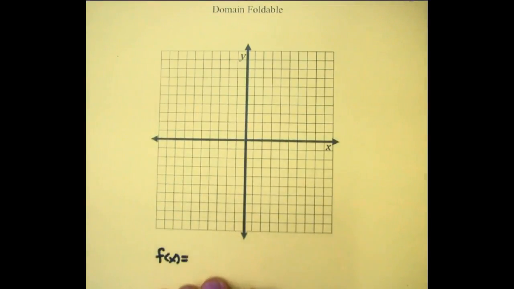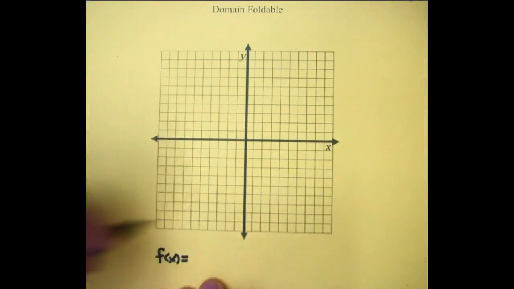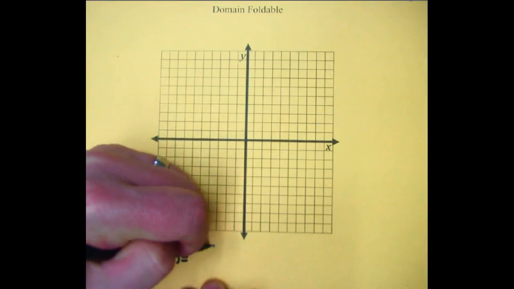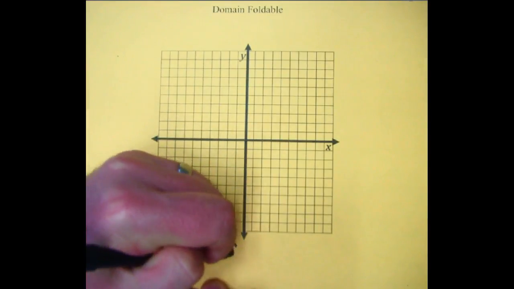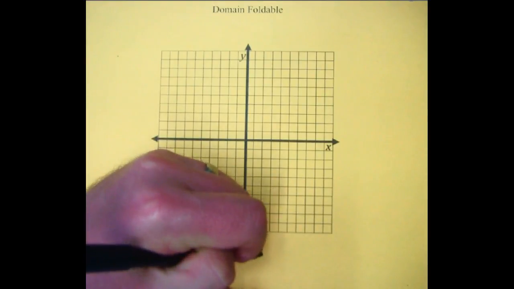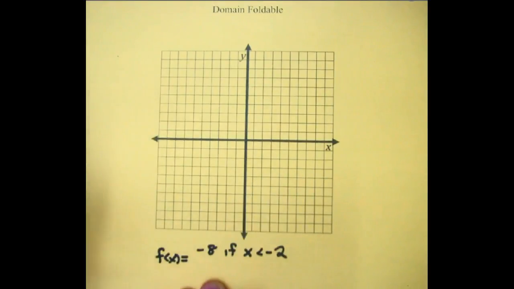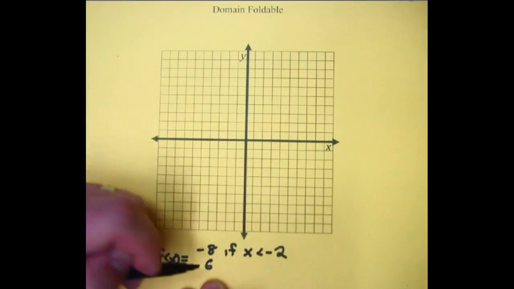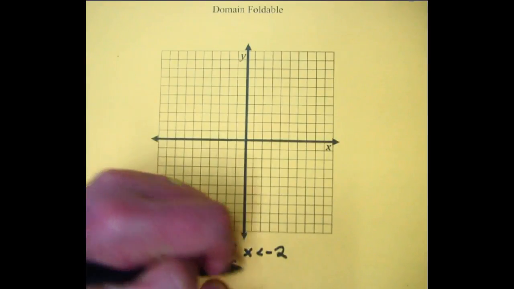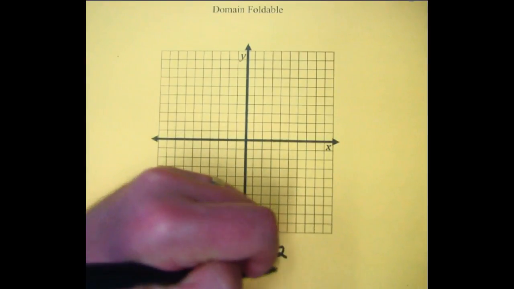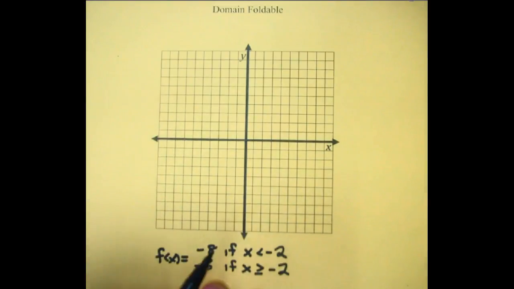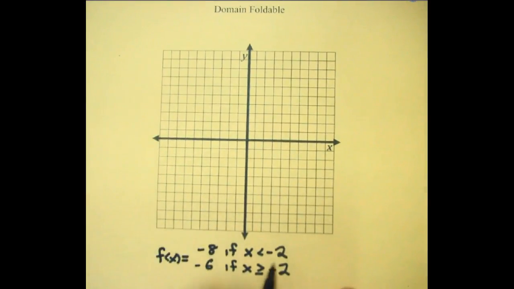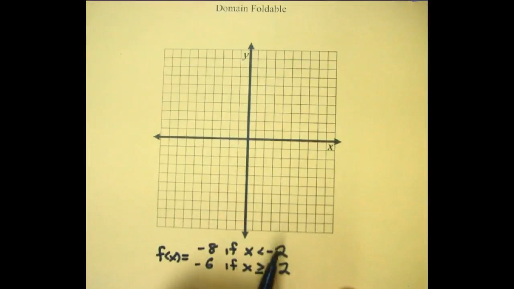Remember, piecewise just means there's pieces or several. So this one would be -8 if x is less than -2. And the other piece will be -6 if x is greater than or equal to -2. And you'll notice the if part, that's going to be repetitive. You'll see the same numbers because when one finishes, the other one will start. So you'll know some patterns here.